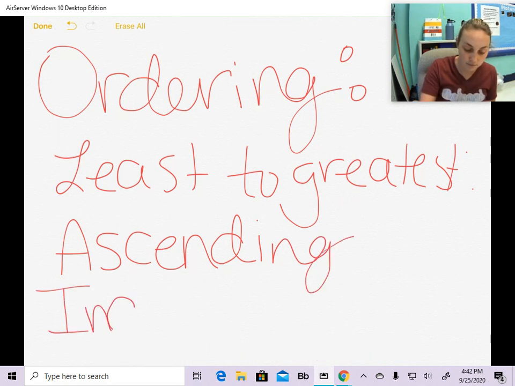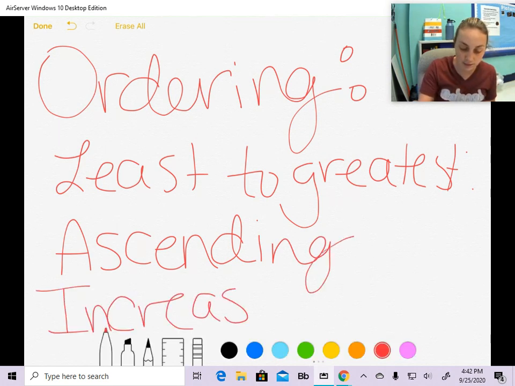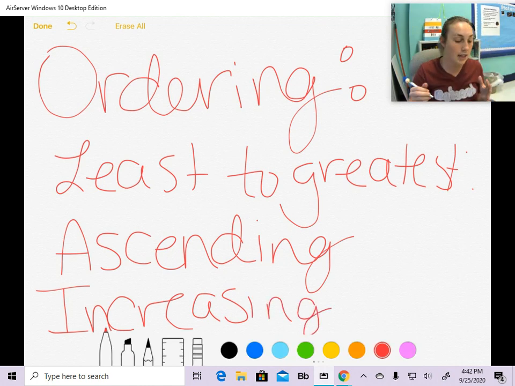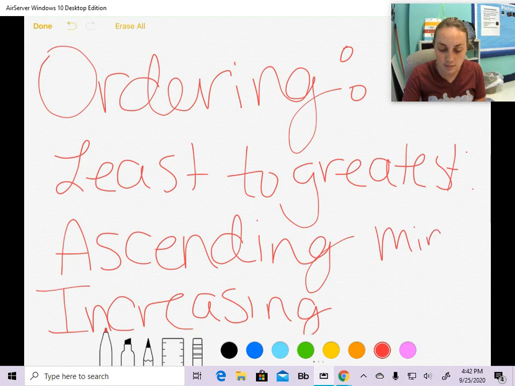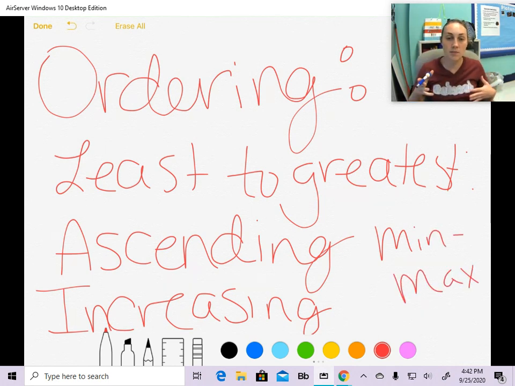Increasing. So that's another example, increasing. And then one more that we can use would be minimum to maximum, okay? So again, least to greatest means smallest to largest. And these are all the different types of words that can be used in word problems. And I just want y'all to know what that means, okay?